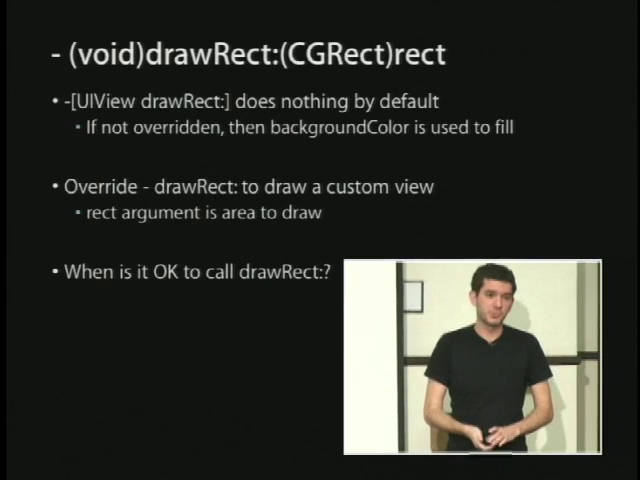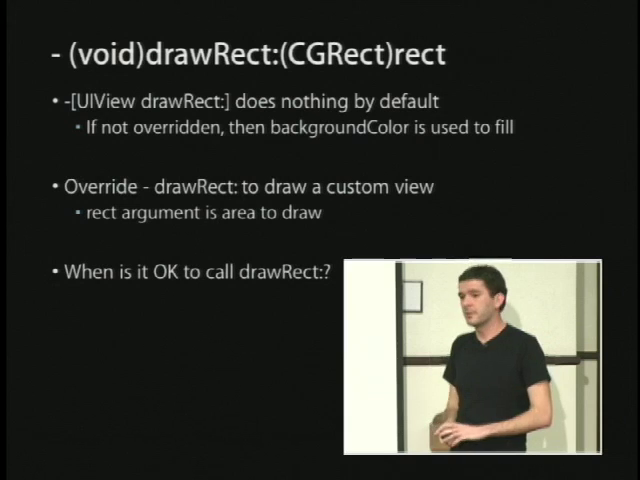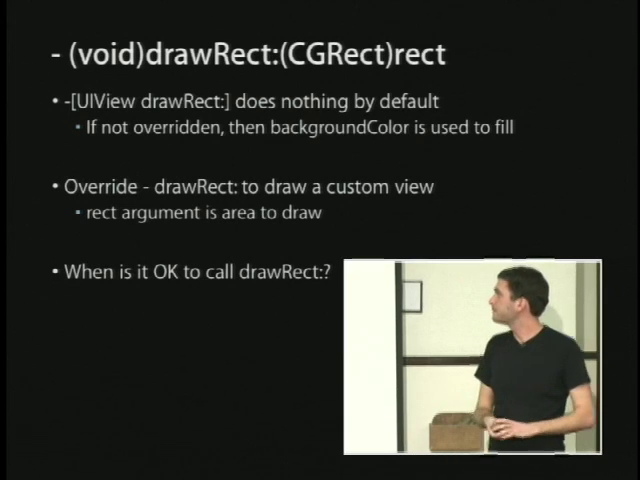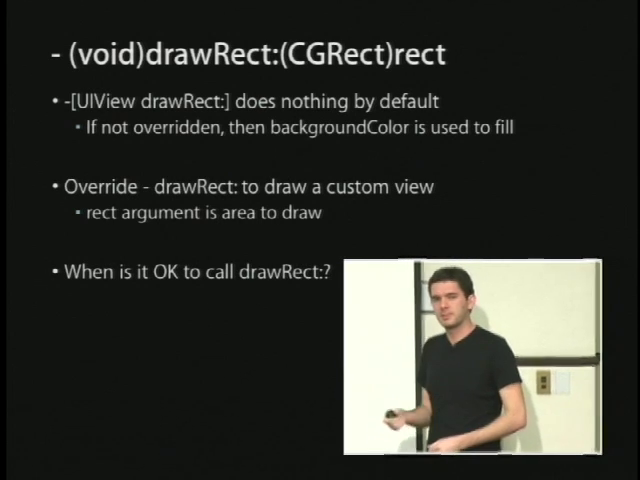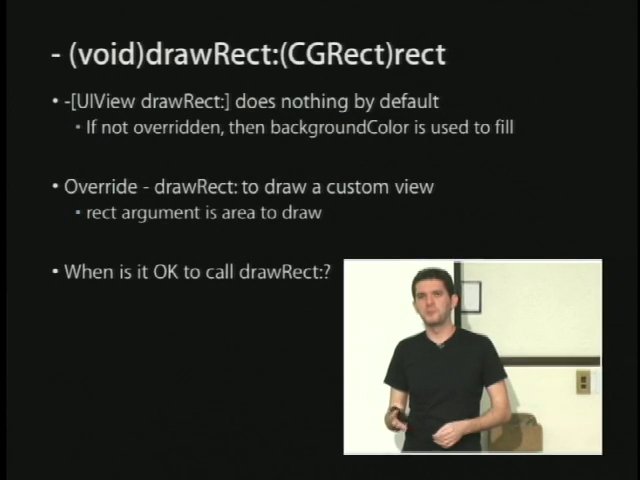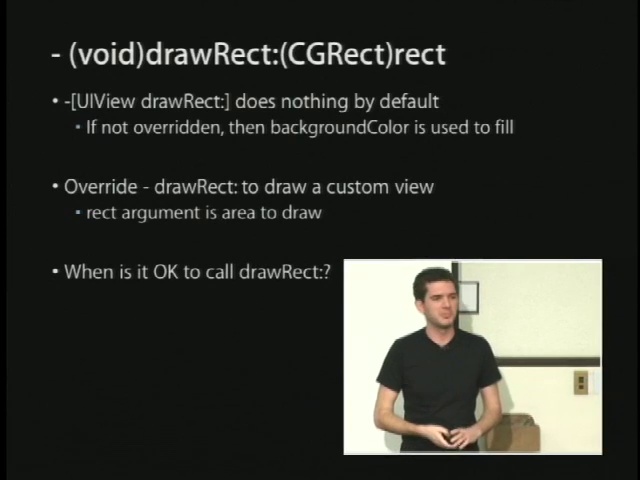If you want to do some custom drawing, you want to override drawRect, and that's where you can do all your custom drawing. So you've got this view. You've overridden drawRect. So when do you think it's safe to call drawRect? When would you call it? What do you think you'd do? Anyone?